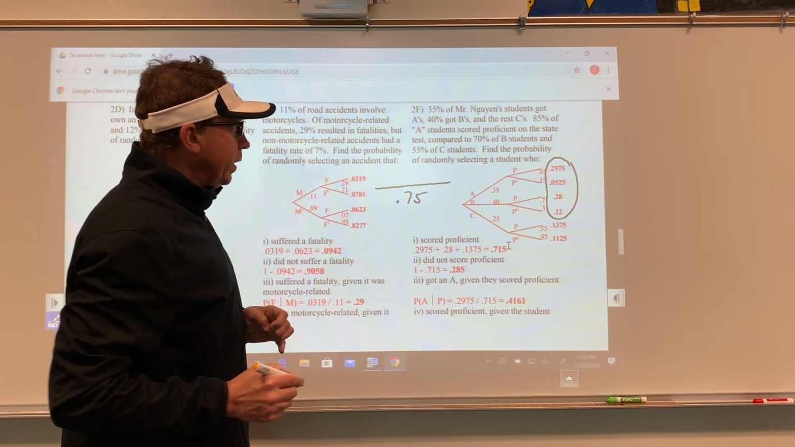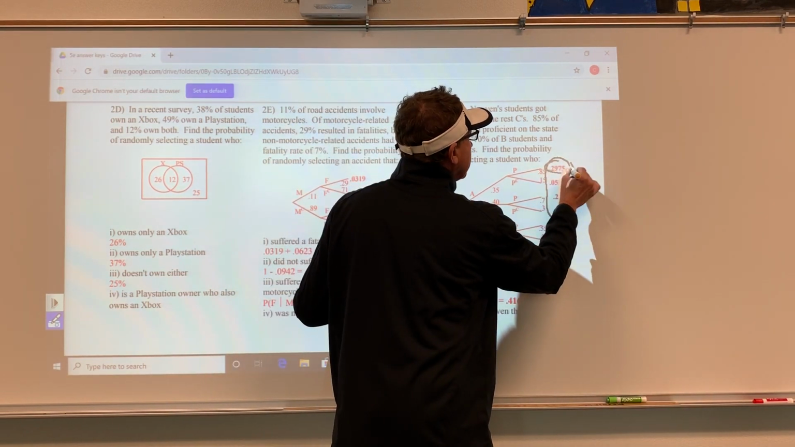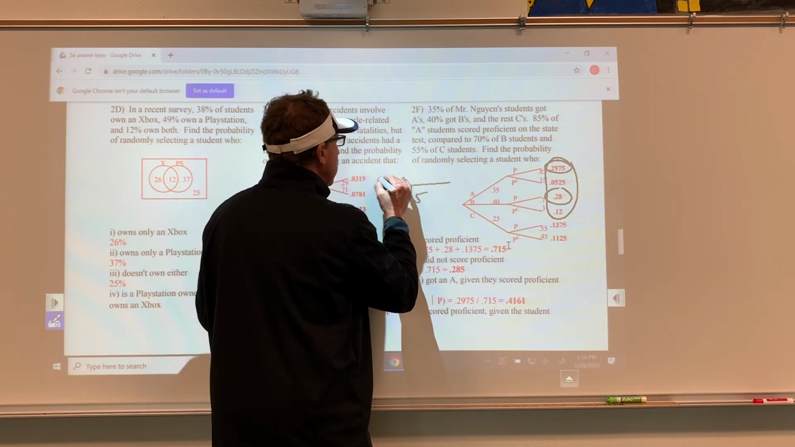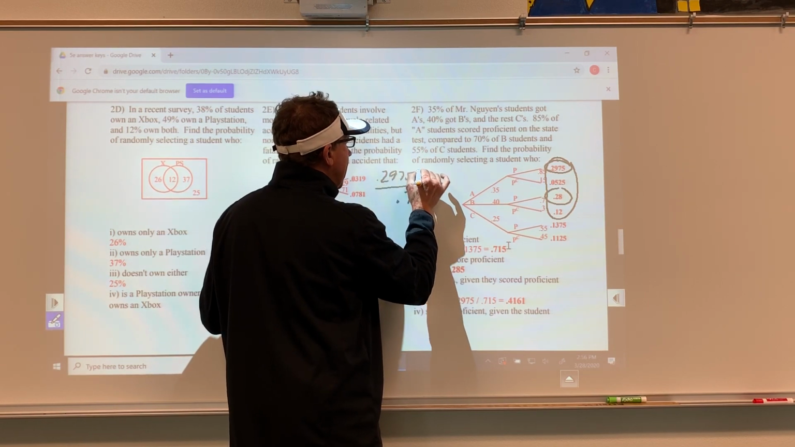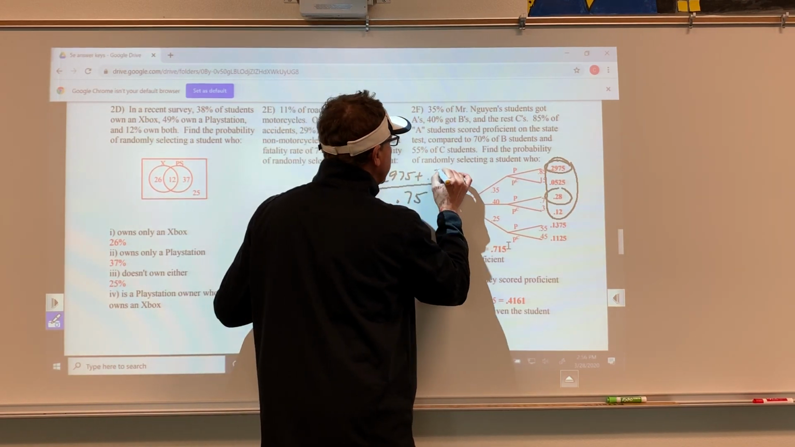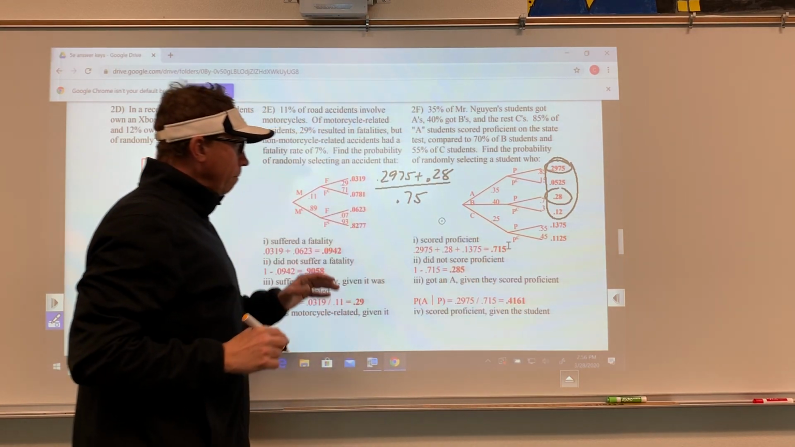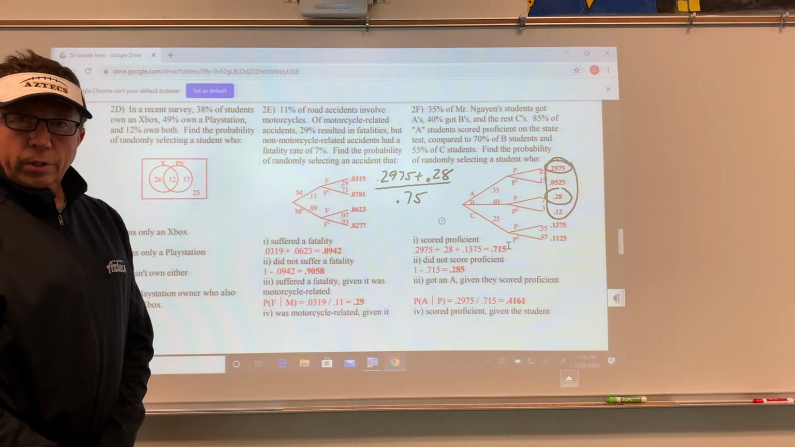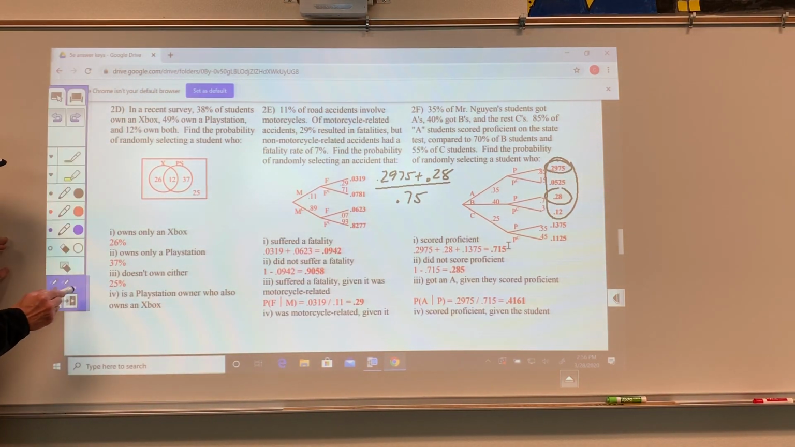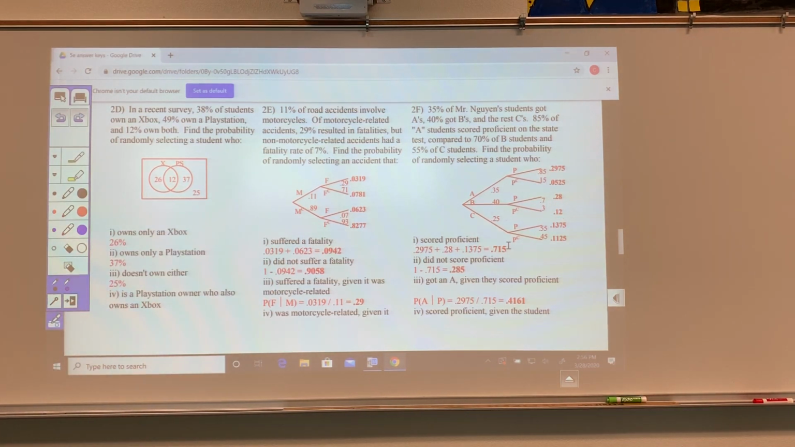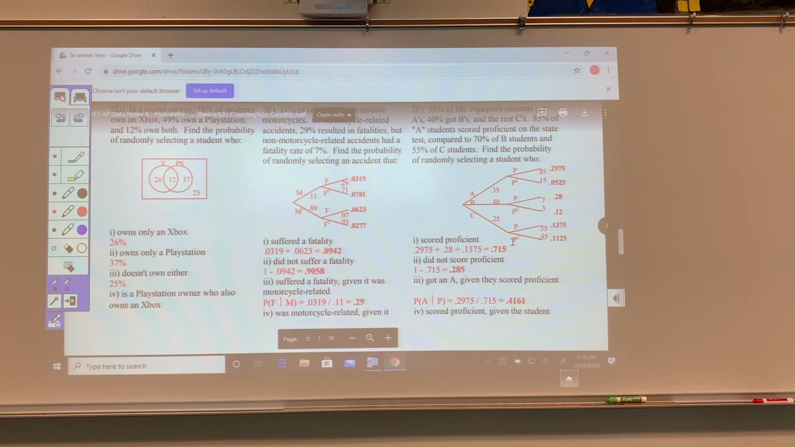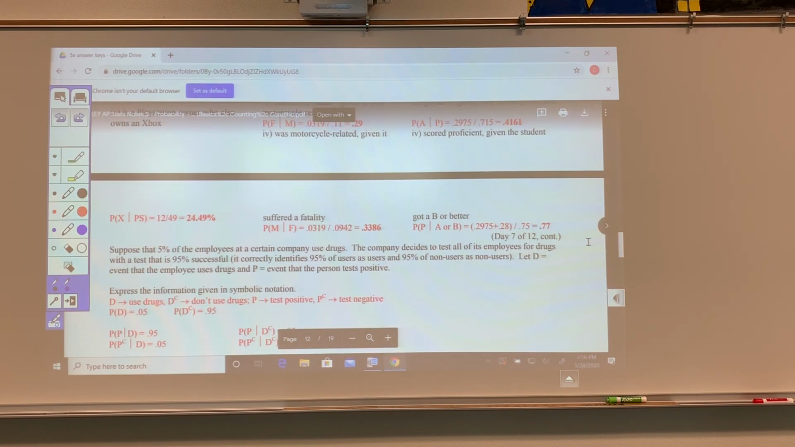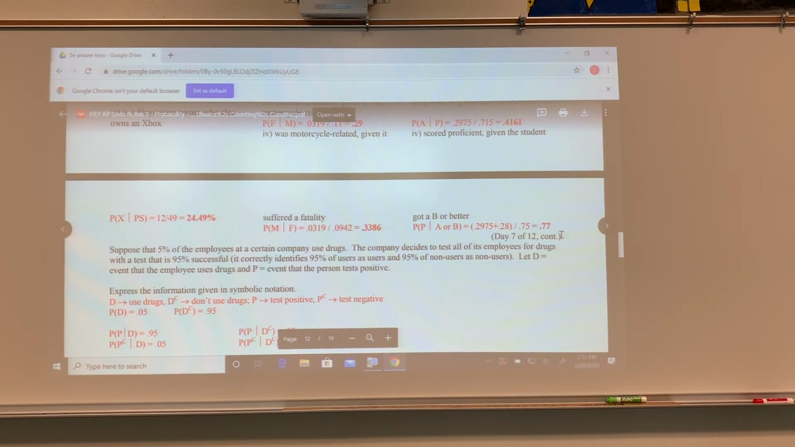And then scored proficient is going to be this branch right here and this branch right here. So 0.2975 plus 0.28. So it's going to be this divided by that, and that'll be your answer, which I'll show in just a minute. Okay, it ends up being 0.77, as you can see.